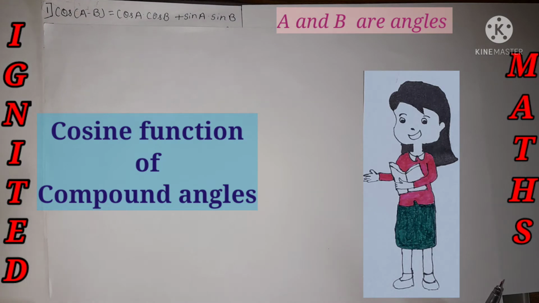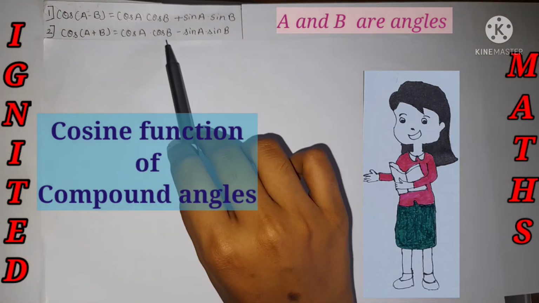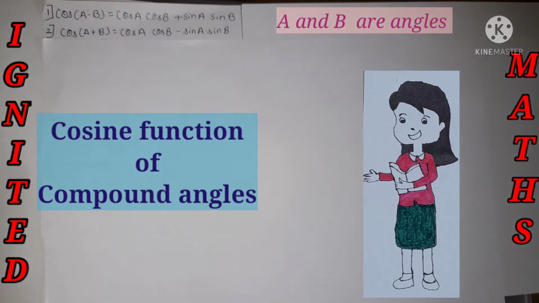Let's get started. Now cos of A plus B is equal to cos A into cos B minus sine A into sine B, in which A and B are the angles. So we are going to derive it.